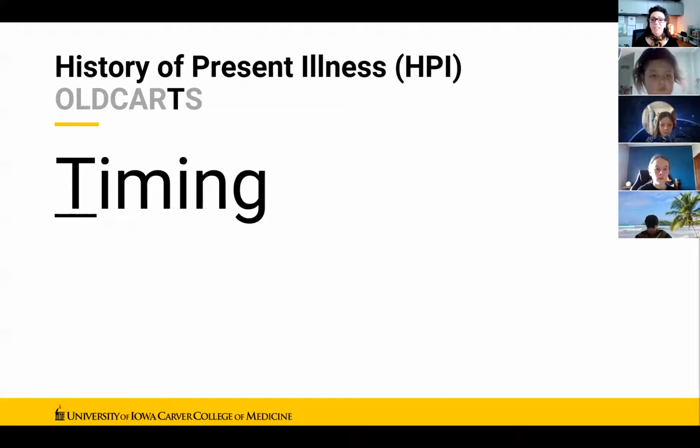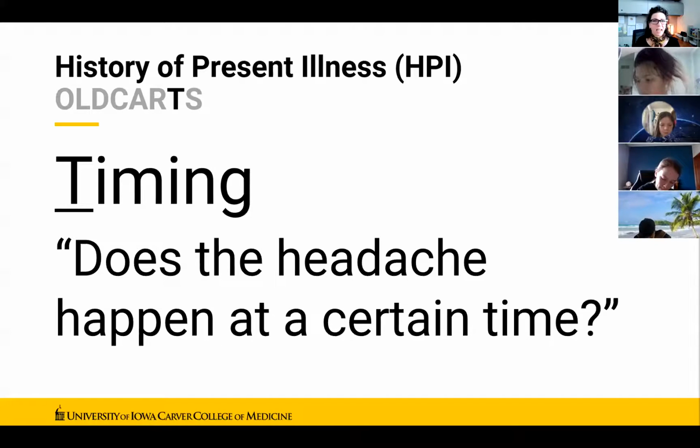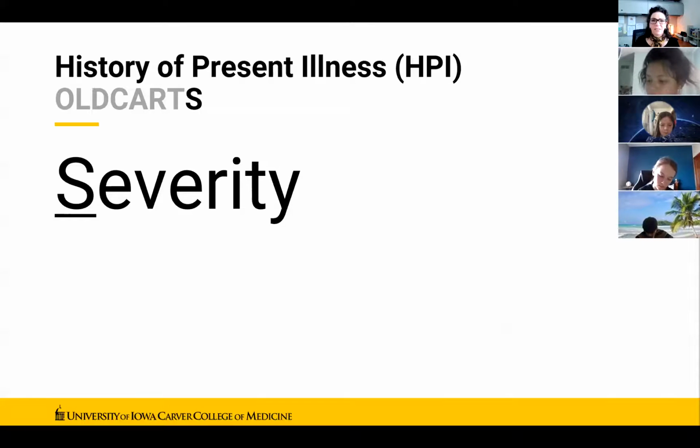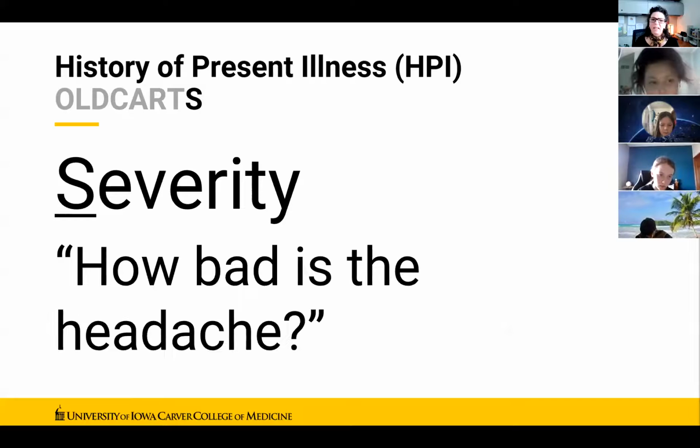And T stands for timing. Does that headache happen at a certain time of the day? Well, I only notice it in the morning, but by the time I have a cup of coffee, it goes away. Or it wakes me up at night. I feel it worse at night. And then S stands for severity. Every single time you go to the doctor, they might ask you on a scale of 1 to 10, where 1 is not so bad and 10 is the worst headache you ever had, where does that fit on that scale? So we get a patient perspective of how much they're suffering with this headache.